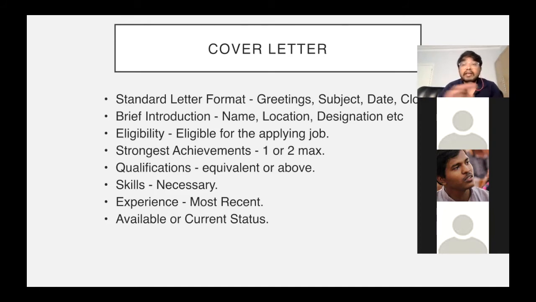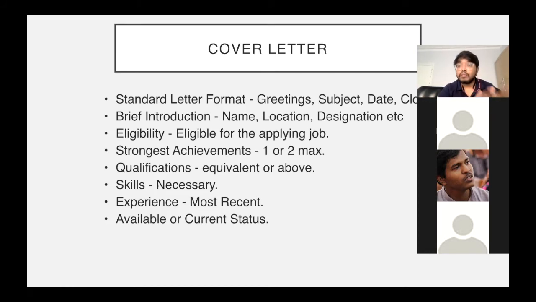Qualifications equivalent, see, never put under qualifications. If someone wants someone to be a master's in qualifications, and you are just a graduate, don't apply. Don't create a bad impression for yourself for future applications. If you feel that somebody is expecting a postgraduate and you are a postgraduate, then you can mention, I am a postgraduate in so and so. That works. All right. Skills, just the necessary skills, because the rest of everything is being covered in your CV.